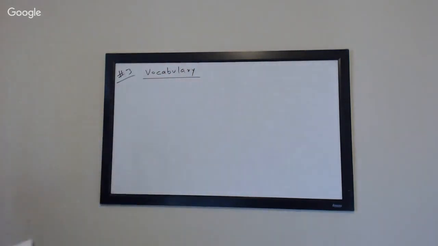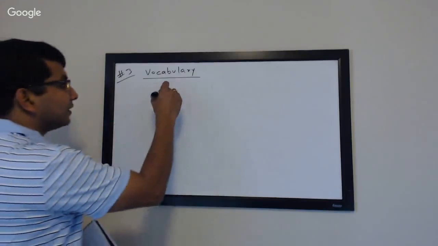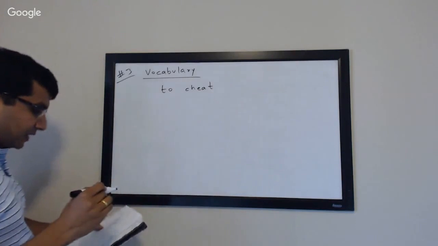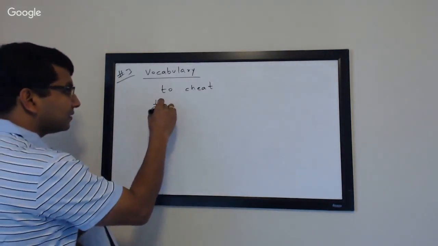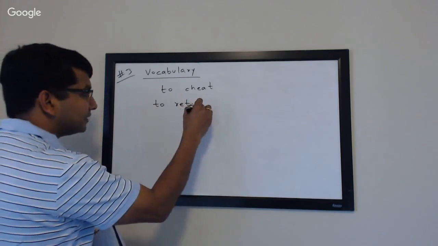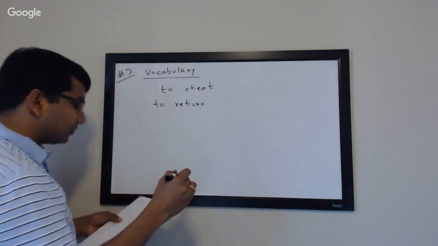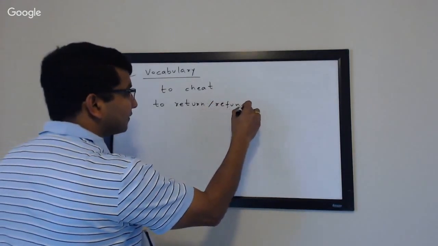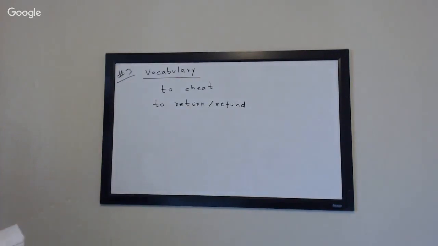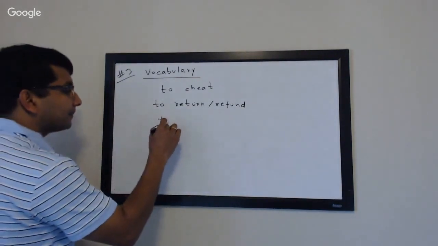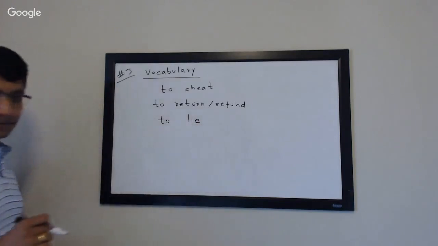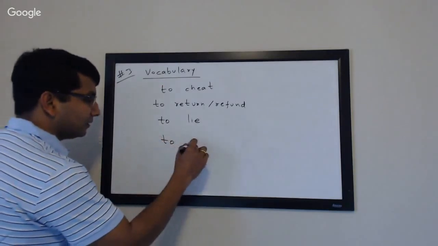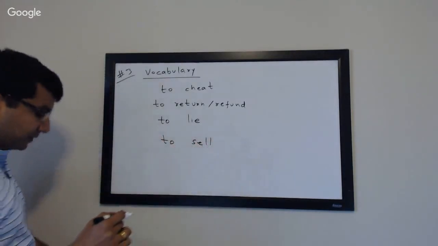Some of them are verbs. So I'm gonna do the verbs first. So first is to cheat. Second verb that I have is to return, or to refund also. To return or refund. Third one I have is to lie. And fourth one I have is to sell. And the fifth one I have is to investigate.